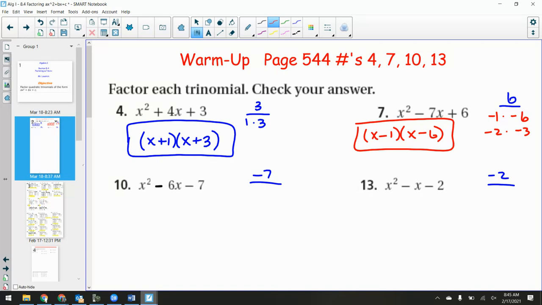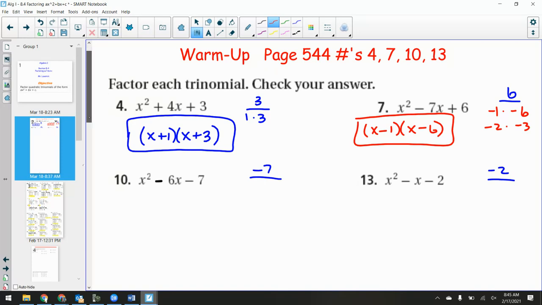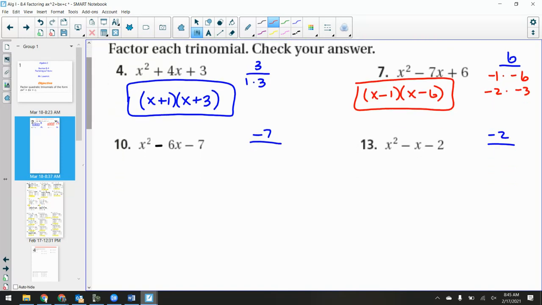Now, let's take a look at number 10 here. Because my last number is negative, one of the factors must be positive and one of the factors must be negative. Because I want to multiply together to get a negative number.